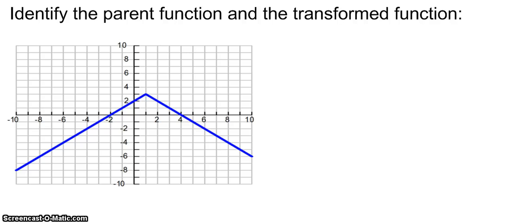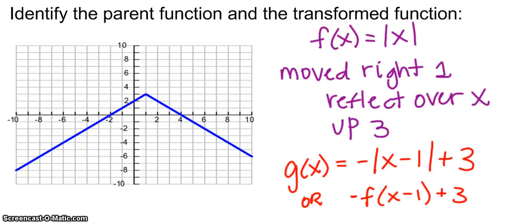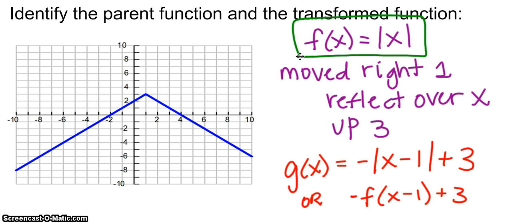Identify the parent function and the transformed function. I'm going to ask you to pause your video and apply what we've learned and see if you can identify the parent function and how it's been transformed. Alright, so hopefully you identified that your parent function was the absolute value of x. It's got that V shape to it. But now we've got to consider what we've done to that overall shape. Well, it's definitely moved to the right one. Instead of opening up, it's now opening down, and we've moved it up 3. So those are my 3 transformations.